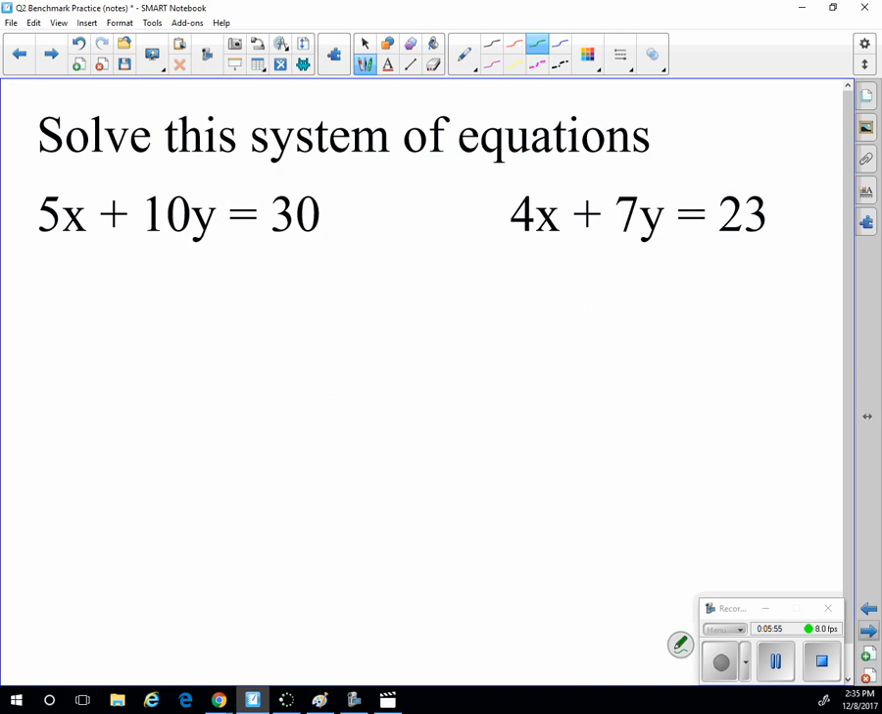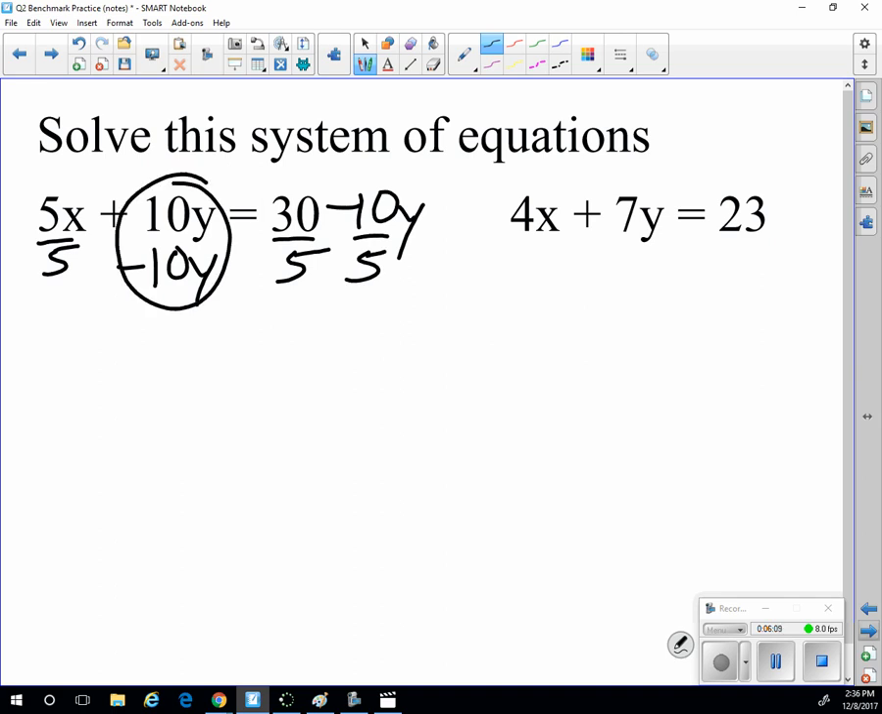Let's solve a system of equations real quick. Well, subtract the one that has the larger coefficient and divide by the one that has a smaller coefficient. This part here is 0, that's why we did that. So now we just have x is 5 divided by 5 is 1. 1 times x is x. 30 divided by 5 is 6. And minus 2y.